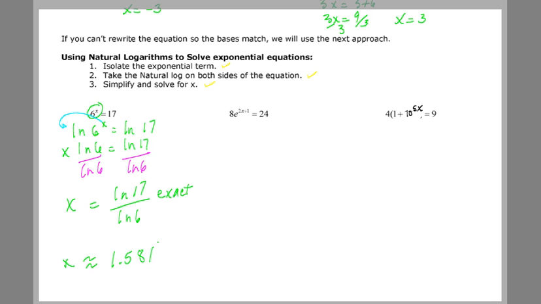So if we can't get our bases to match, we need to take the log of both sides. Let's take a look at this one. This is one of those where we'll have to take the log of both sides, obviously because I have it in this section.